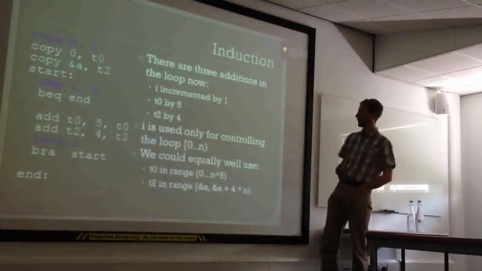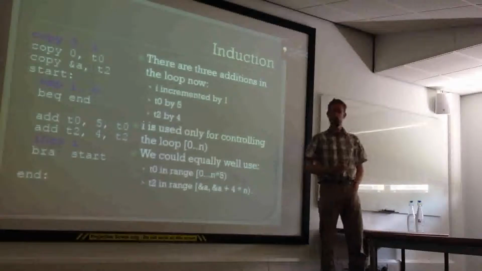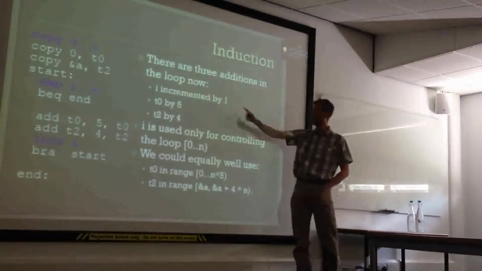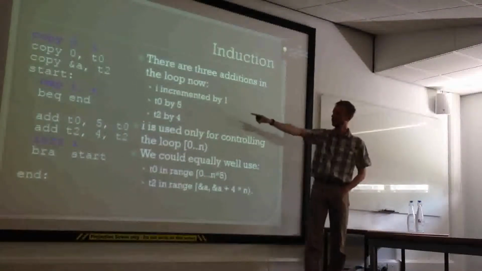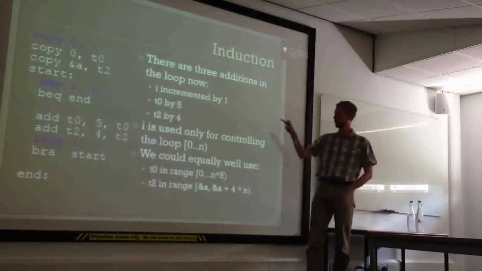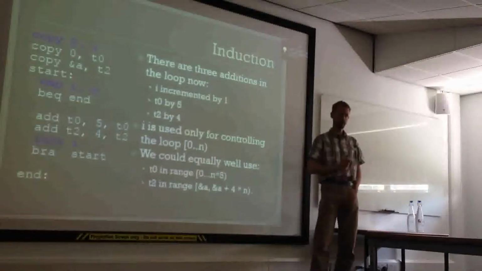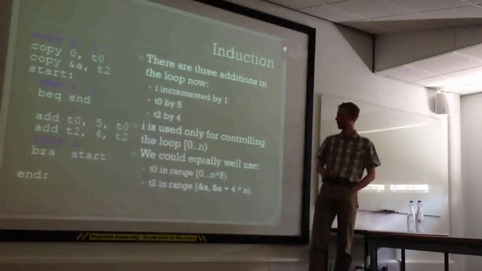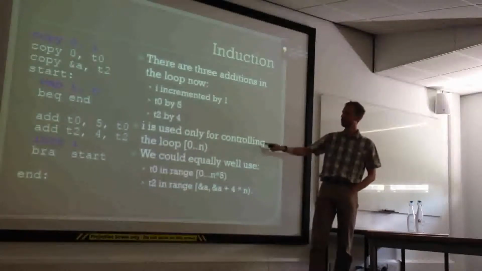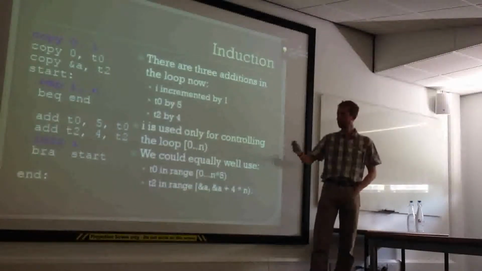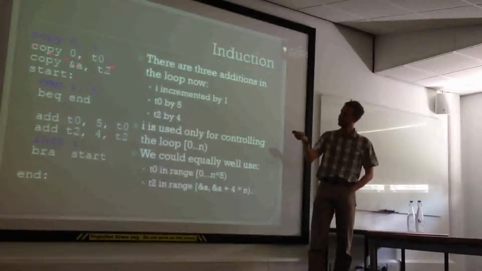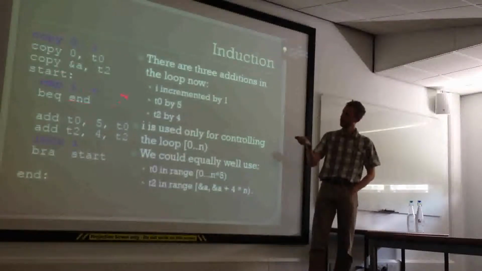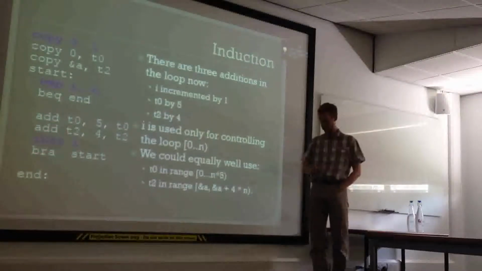Induction. So we have 3 different additions now. i, the loop index, is incremented by 1 each time. t0, the value we're writing to the array, is incremented by 5, and t2, the address, is incremented by 4. Now the only reason that i is in there is to count the loop. So at the start we initialize it to 0, we do a comparison with the end of the loop here, and we increment it here. That's the only reason that i exists.